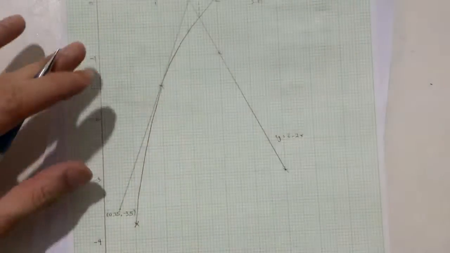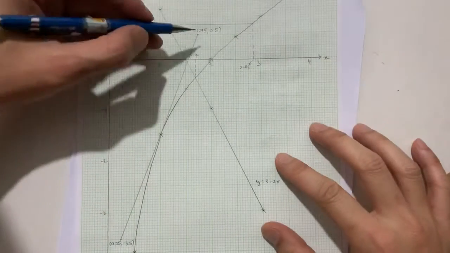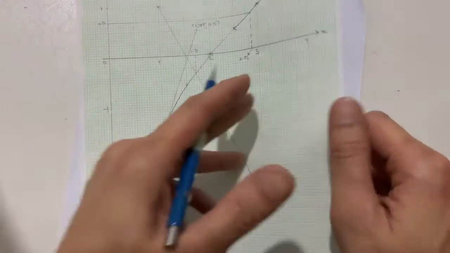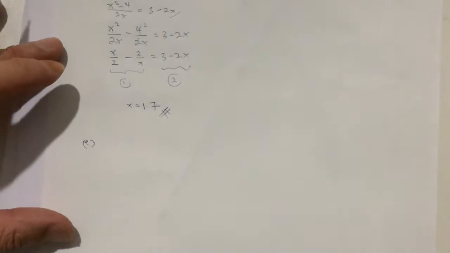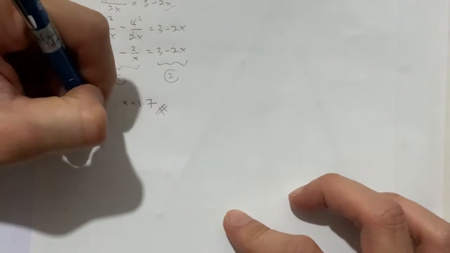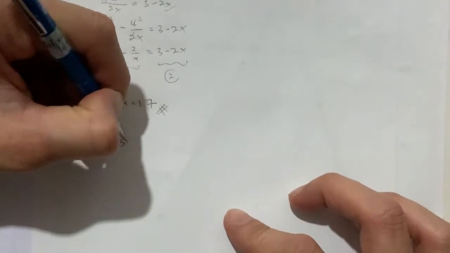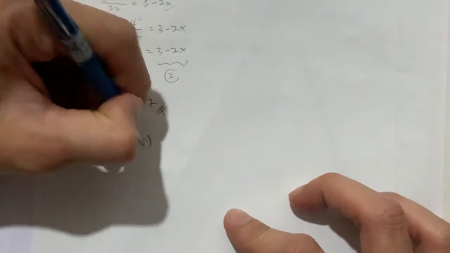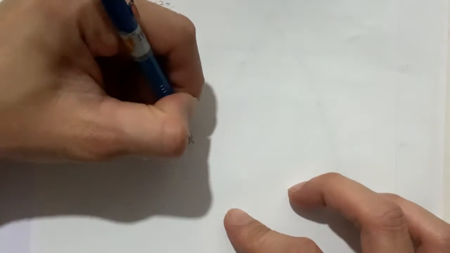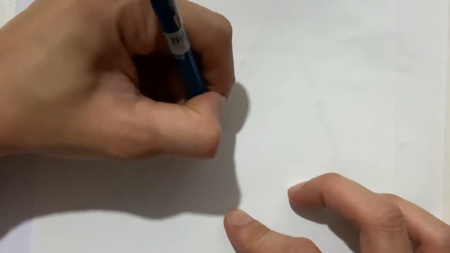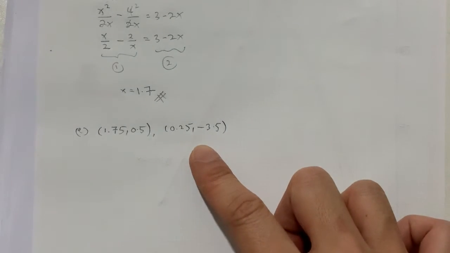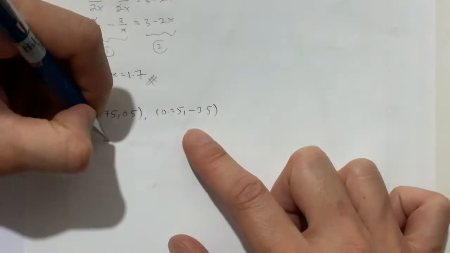Okay, so from here I have a tangent line, I have two coordinates, and I will use these two coordinates to find the gradient. So I'm going to write my final answer here. I will write down the coordinates that I've just written. So 1.75 and 0.5 as one of the coordinates, and the other one is 0.25 and negative 3.5. So I will use the gradient formula to find the gradient.